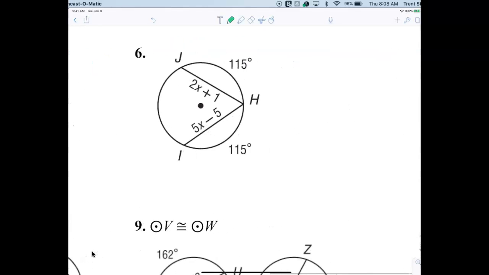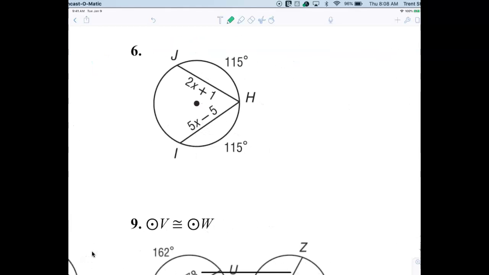All right, let's look at 6. So, can we solve that one too? X equals 2. Come on, practice your mental math. Everybody should be able to look at that and say X equals 2, because 5x minus 5 is equal to 2x plus 1. Everybody good?